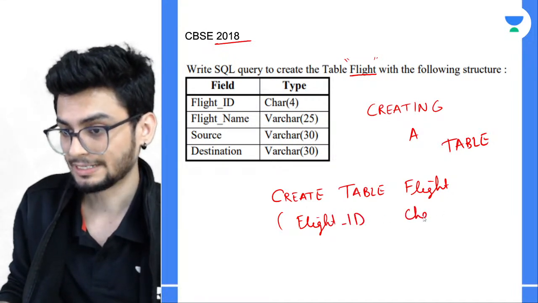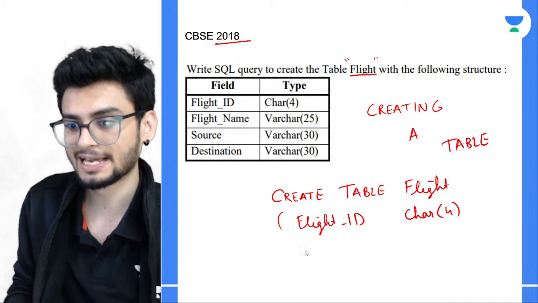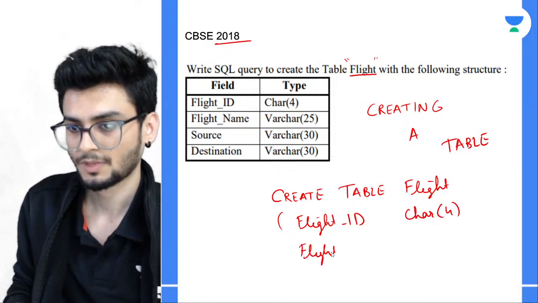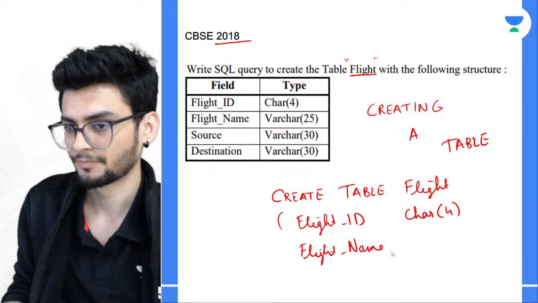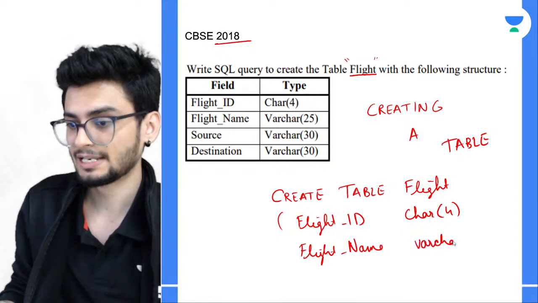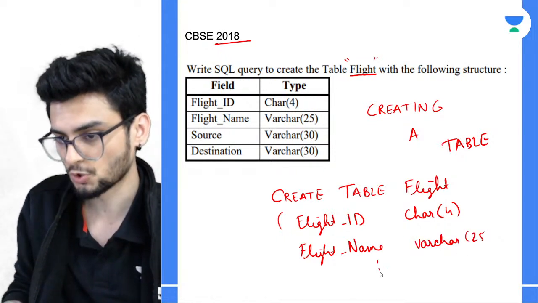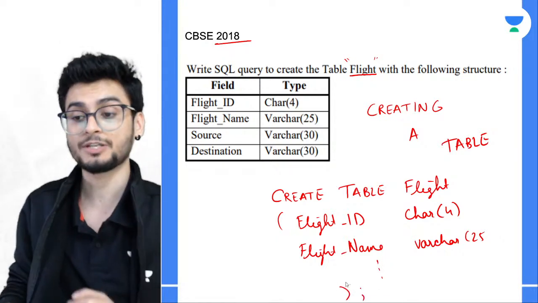Please remember the data types. What is character, what is variable character? Flight name, variable character with the length of 25 and so on. So this is how you can create a table using the query.